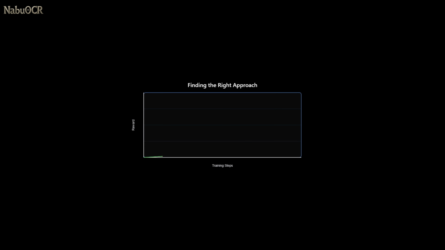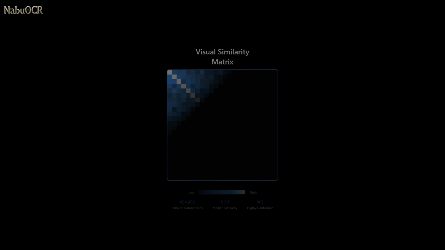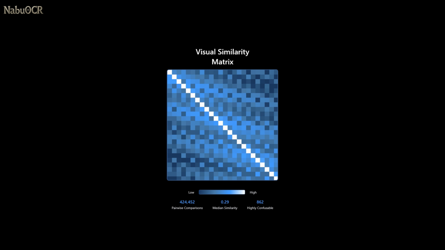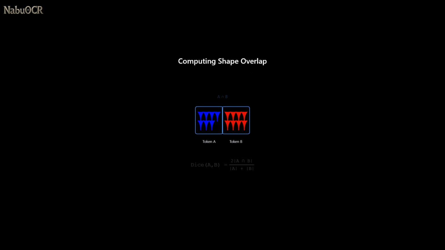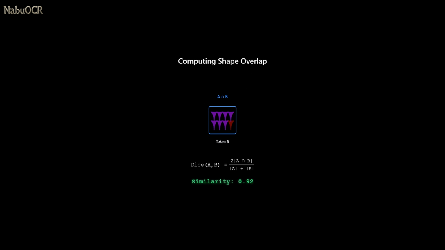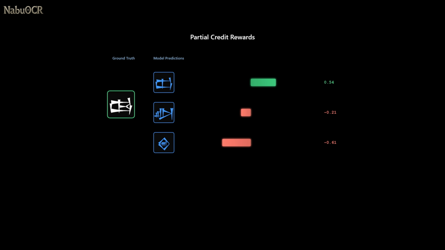It took many training runs to find the right approach. The key insight was building a visual similarity matrix. I rendered every cuneiform token, then computed how much their shapes overlap. This lets the reward function give partial credit when the model confuses 2 signs that genuinely look alike. This creates denser gradients. When all transcriptions get a token wrong, the reward can still guide it towards the one that was the least wrong.